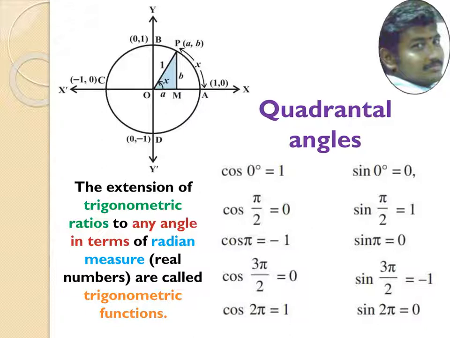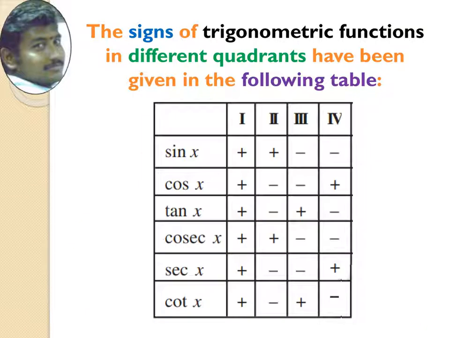Here, the extension of trigonometric ratios to any angle in terms of radian measure, or we say real numbers, are called trigonometric functions. Cos 0 is 1, sin 0 is 0, cos pi by 2 is 0, sin pi by 2 is 1, cos pi is minus 1, and likewise.